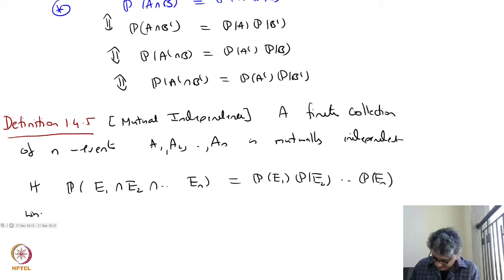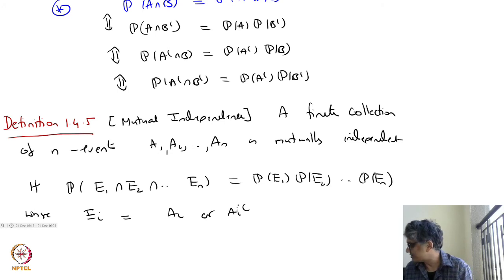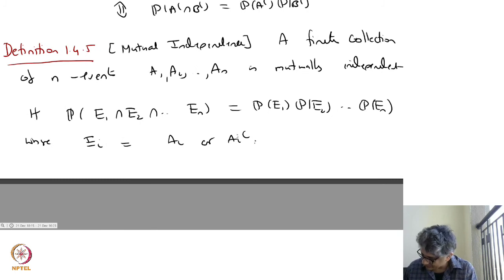where the Ei's are either Ai or Ai complement. This is like a collection of 2 to the n equations that must be true for independence. So for the 3 case, you will need 2 to the 3 equations, that is 8 equations, to guarantee independence of A1, A2, A3. You want all the complements to be also involved. Very nice.